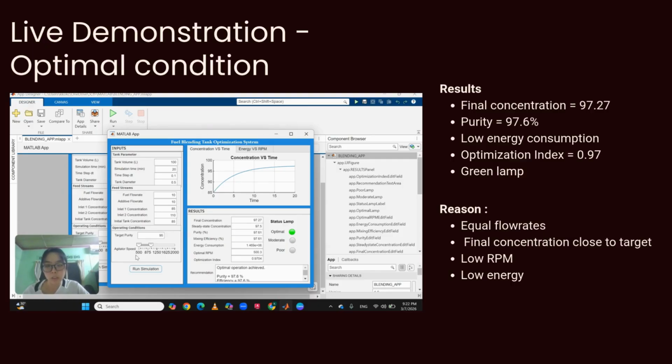Because the agitation is operating at only 500 rpm here, the power consumption is relatively low. The optimization index combines both mixing performance and energy efficiency, and since the concentration is very close to the target purity that we set here and little energy is consumed, the optimization score becomes 0.97, which is really high. Therefore the system is classified as optimal and the green lamp is on.